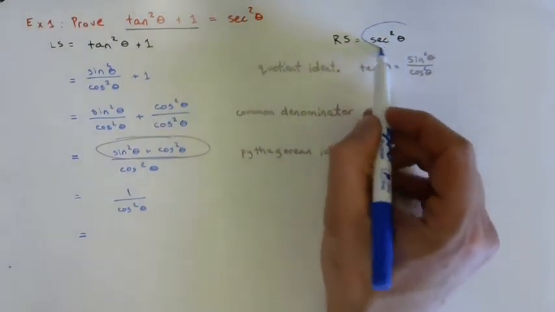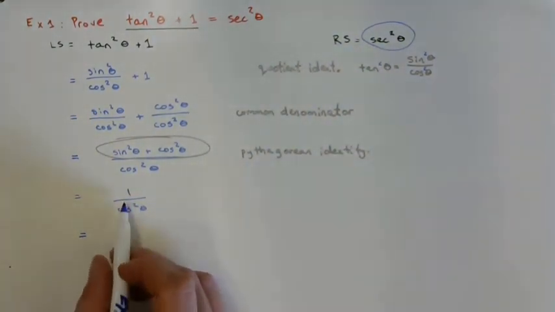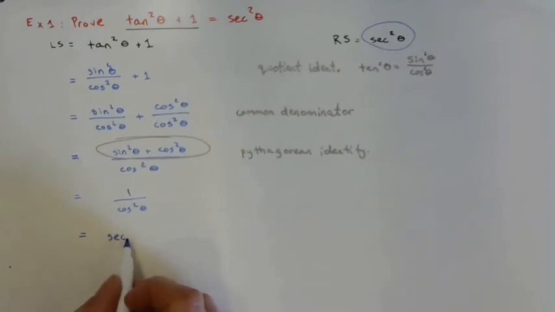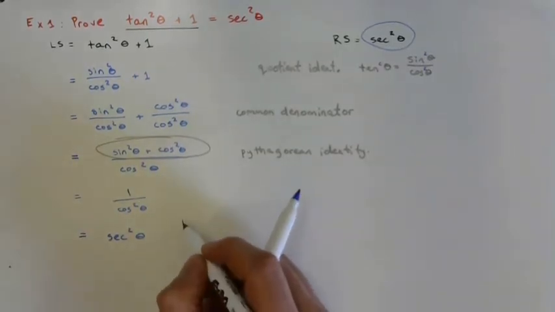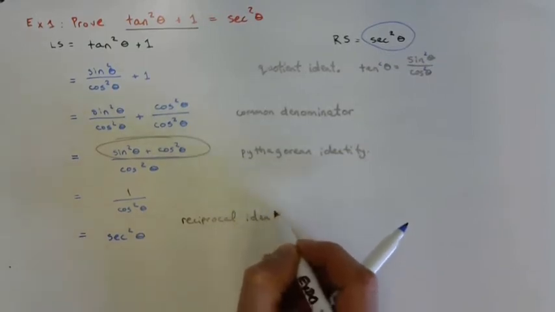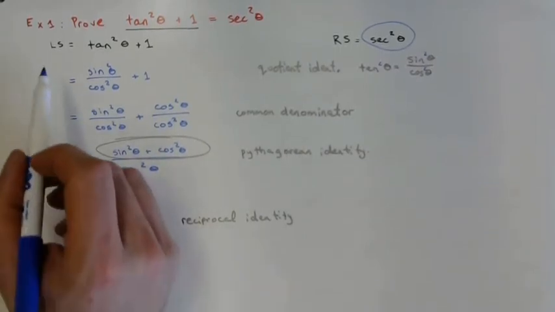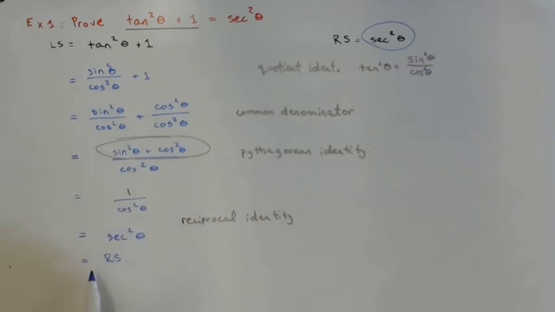Remember, this is my goal. Can I write that step next? Yeah, it's just the reciprocal. The reciprocal ratio is secant of theta squared, the square of the secant of theta. Okay, what was that? That was a reciprocal identity. And now to show that I'm done, I'm going to write equals right side. So now I've written that the left side equals the right side, which means I have proven it.